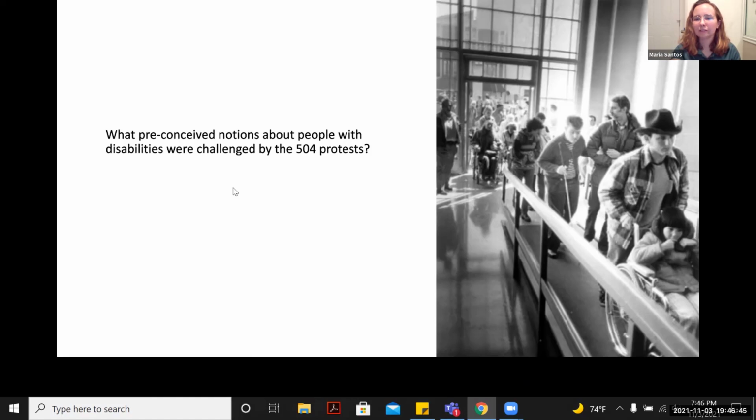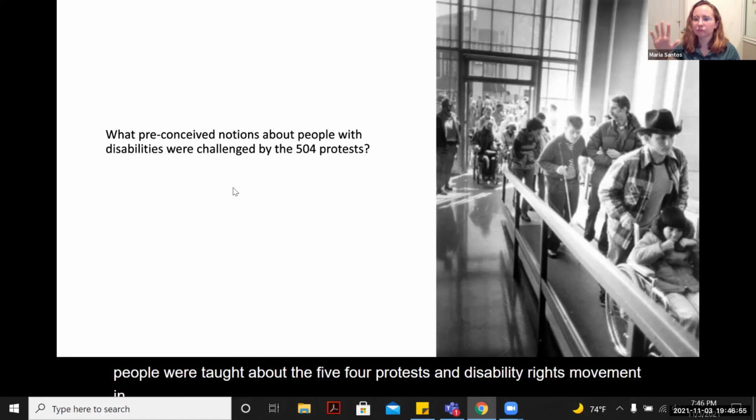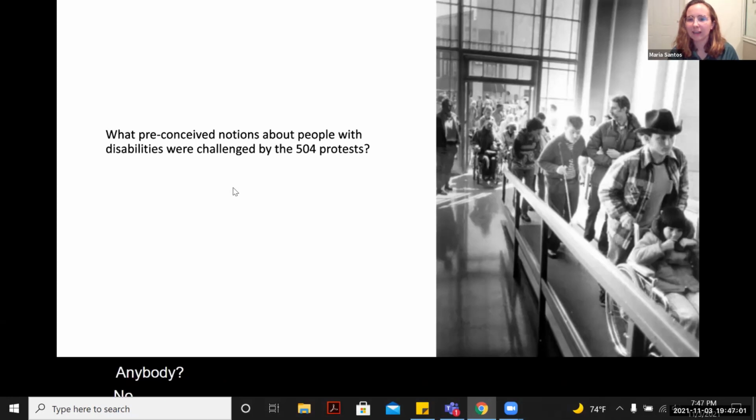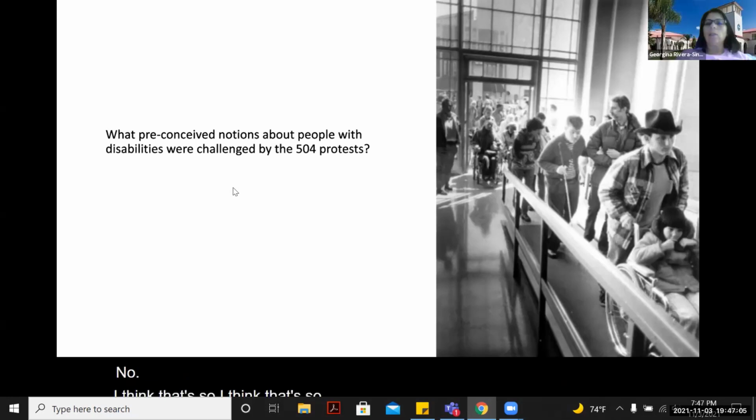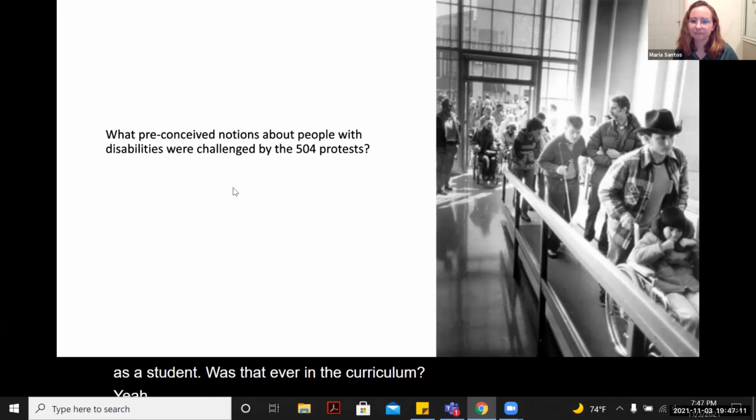Just by a show of hands, if you want to use the raise hand feature, how many people were taught about the 504 protests and disability rights movement in K through 12? Anybody? No? Do you mean in the classroom, as a student in a K-12 classroom? A student. Was that ever in the curriculum? No.